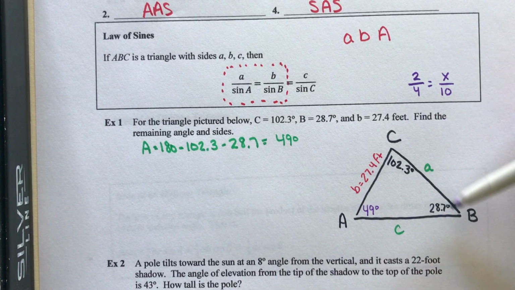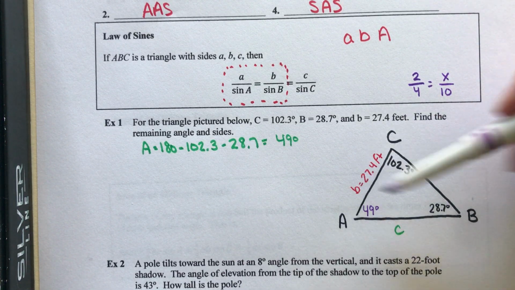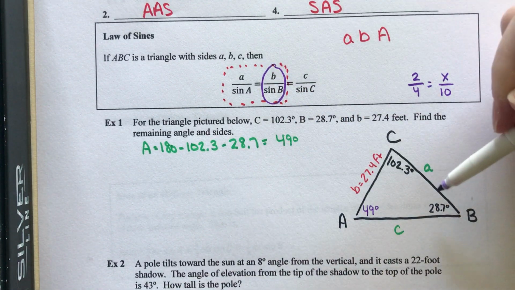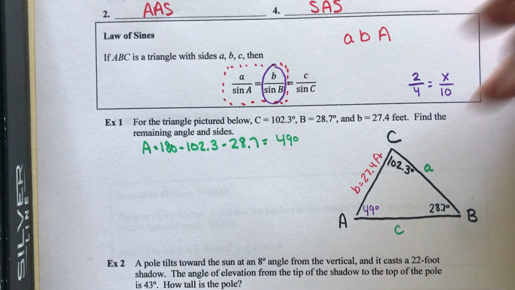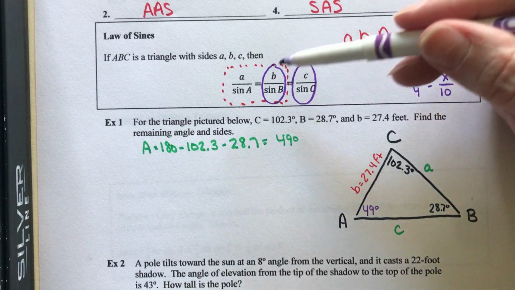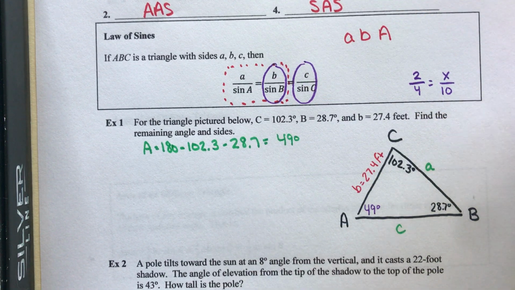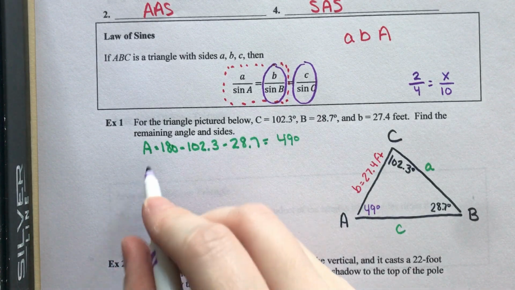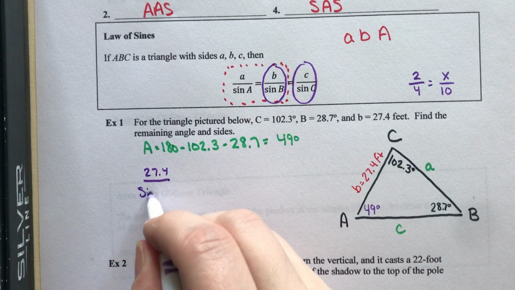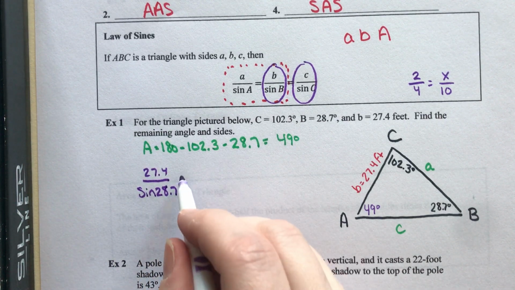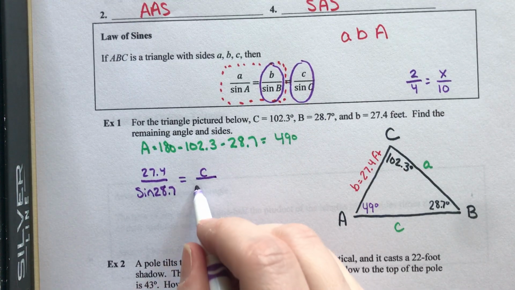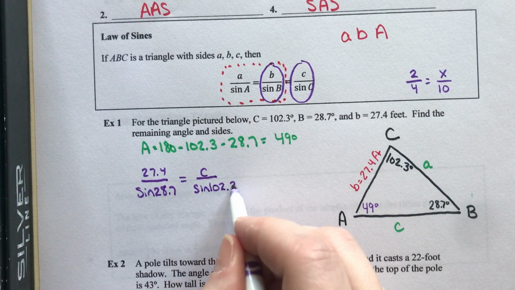So if I know the complete part of B, I know little b and big B, so if I use this fraction, I can use either A or C because I almost have enough. So let's do C. I would know 3 parts of these 4 parts of the proportion here. So I'm going to plug in what I know. B is 27.4. Sine of B, so sine of 28.7 equals little c, which I don't know, and then sine of 102.3.